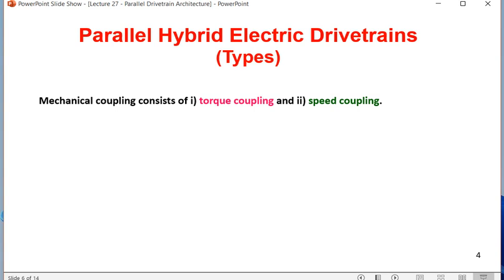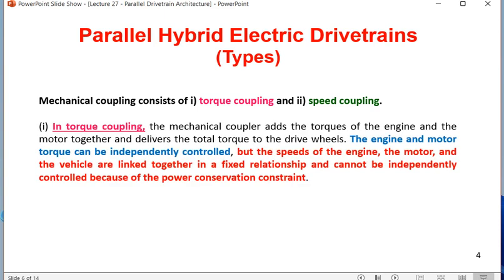Here from slide 6 onwards till the end, 8-9 slides are there, which are all about parallel hybrid electric drivetrain and their types. There are mainly two types of coupling we have found. One is torque coupling, one is speed coupling. In torque coupling, the mechanical coupler adds the torque from engine and from the motor. Engine is generating mechanical force, motor is also generating mechanical force. So in torque coupling, the torques from engine and electric motor get combined. Similarly in speed coupling, the speed from engine and motor gets combined.